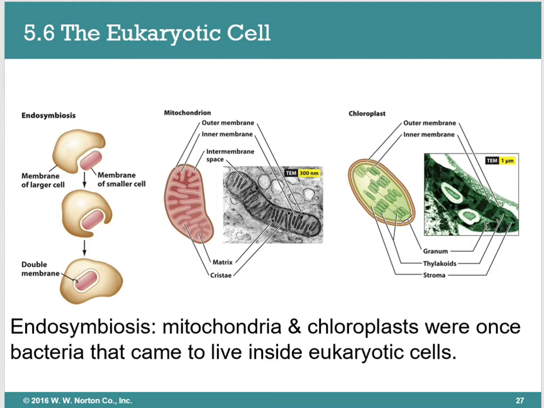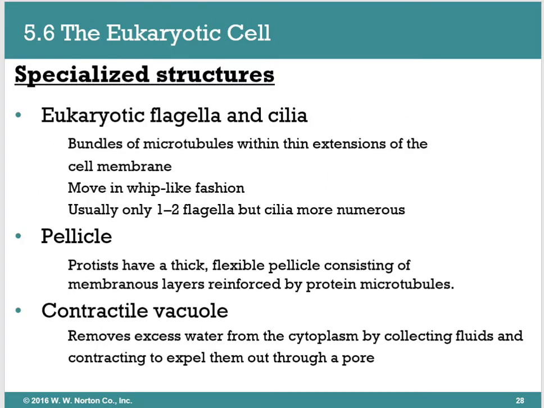So lastly, with eukaryotic cells, these are specialized structures. Some eukaryotic cells do have flagella and cilia. These are bundles of microtubules, like little fingers. They're very tiny extensions of the cellular membrane, and they move in a whip-like fashion, constantly wiggling. There's usually only one or two flagella, but with cilia there are tens of thousands, millions. It's just endless.